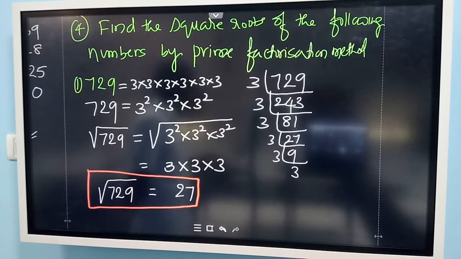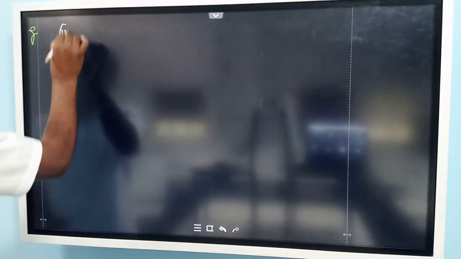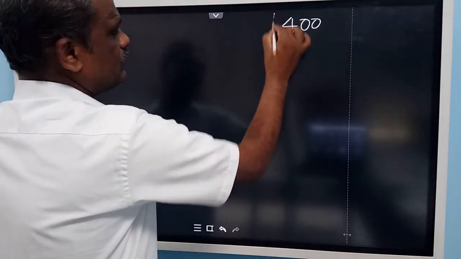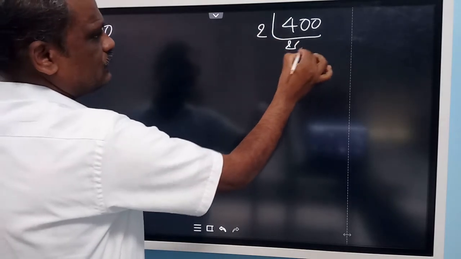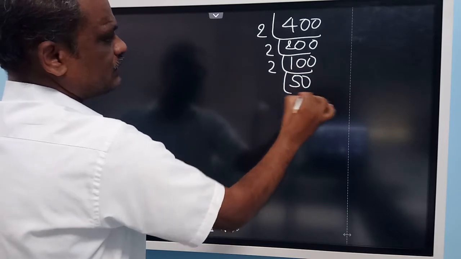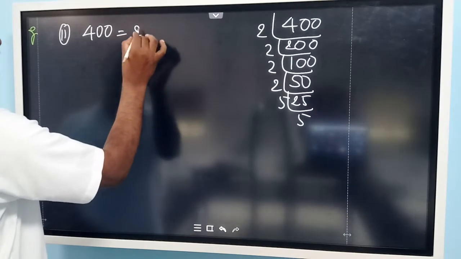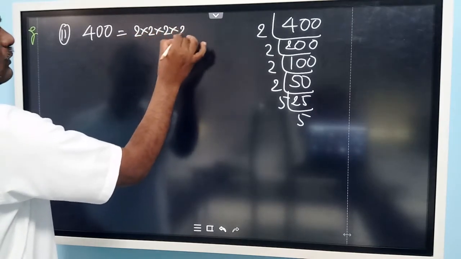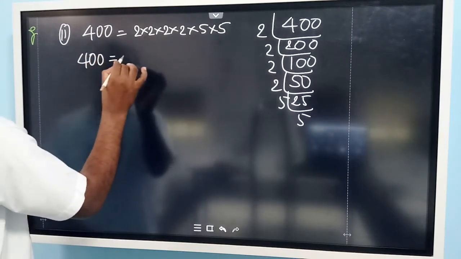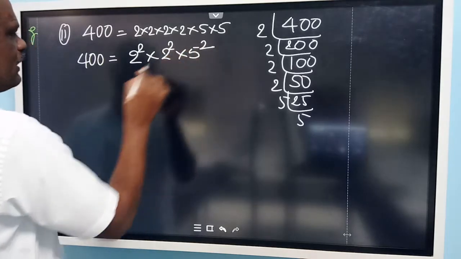Now let us take one more question. Second question: 400. Factorize 400 by prime numbers. 2 2s are 4, 2 2s are 4, 2 50s are 100, 2 25s are 50, then 5 5s are 25. You can write it as 2 into 2, 2 into 2, 5 into 5. 400 can be written as 2 square into 2 square into 5 square.